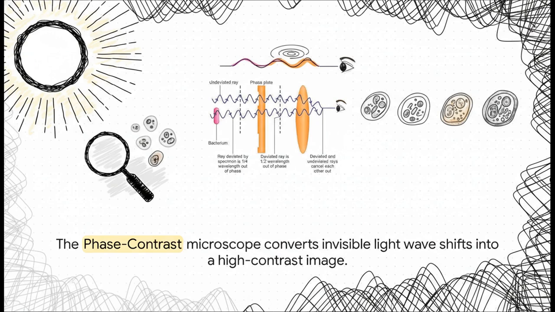See, as light passes through different parts of a cell, it actually changes speed just a tiny bit, kind of like a runner slowing down when they hit a patch of mud. You can't see that change with your eyes, but the microscope converts those invisible phase shifts into visible differences in brightness. And just like that, all those internal parts become clear as day.